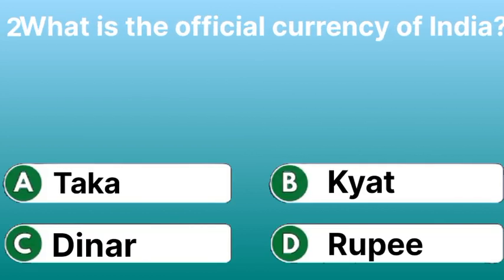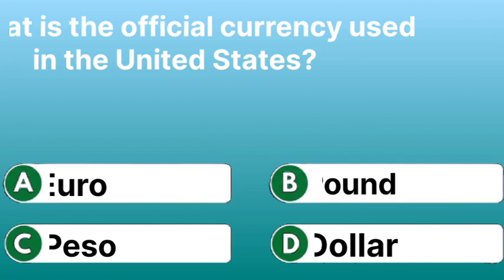Question 2. What is the official currency of India? A. Taka. B. Kyat. C. Dinar. D. Rupee. Answer D. Rupee.